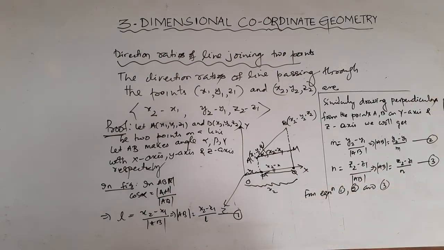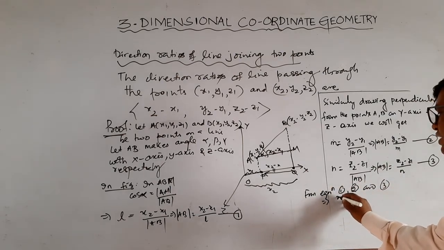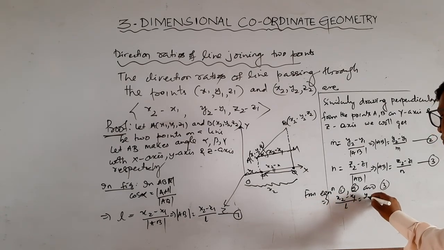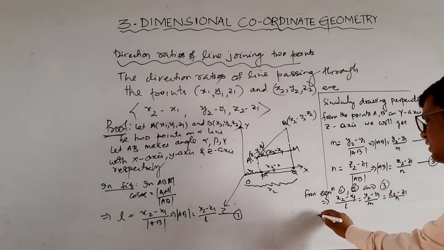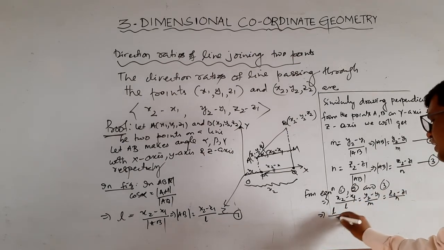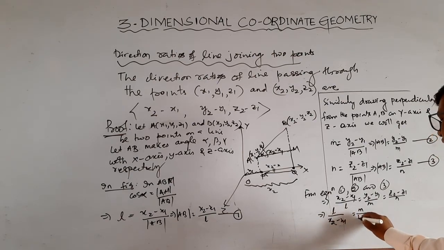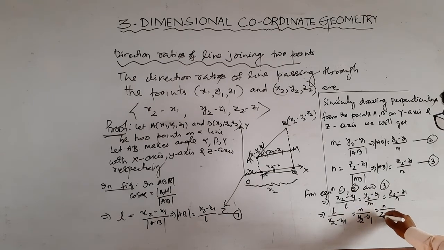From equations 1, 2 and 3, we get (x2 minus x1) by L is equal to (y2 minus y1) by M is equal to (z2 minus z1) by N, or we can say that it is L by (x2 minus x1), M by (y2 minus y1), N by (z2 minus z1).